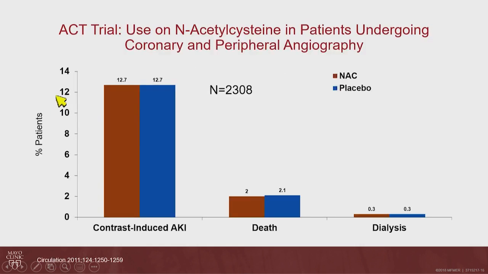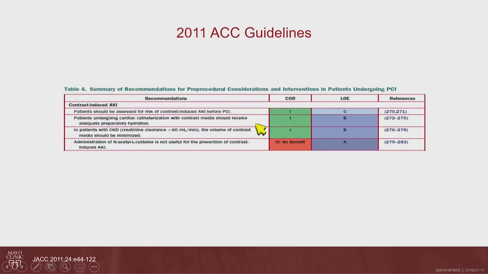However, as with other things in cardiology, it's been further studied in larger trials. You can see here 2,000 patients, and there's no statistically significant benefit for the use of N-acetylcysteine. There have been multiple meta-analyses looking at pooled data, and once again, all the data are consistent that there's no benefit. So as you all know, it's been like this for a while. The guidelines show class 3, no benefit.